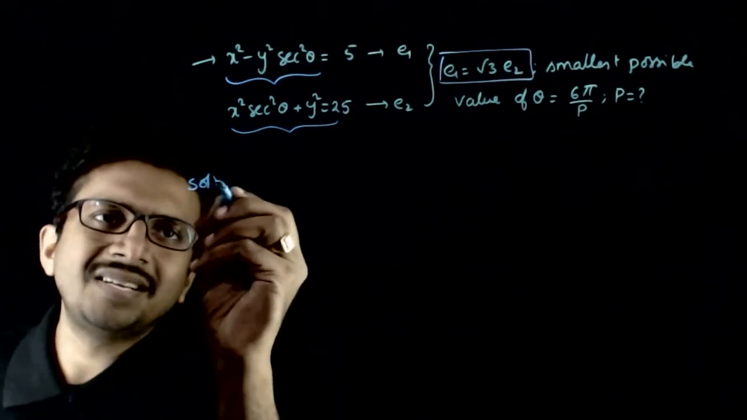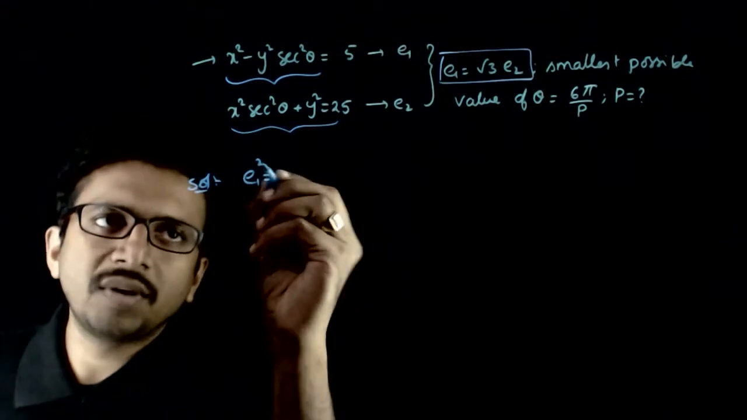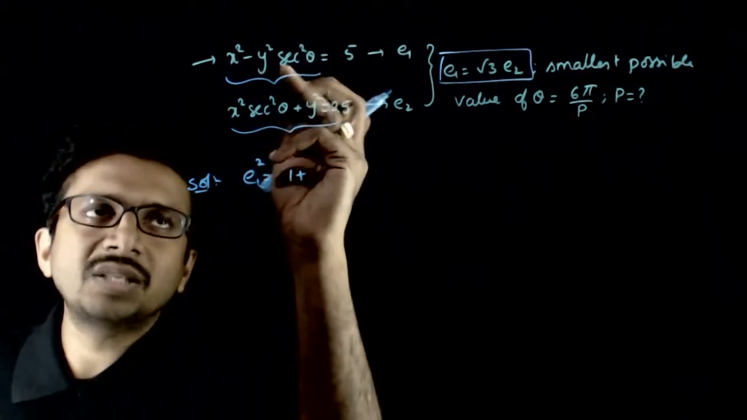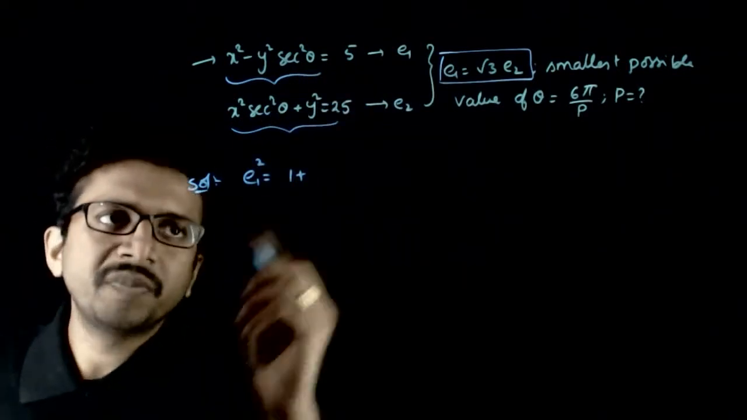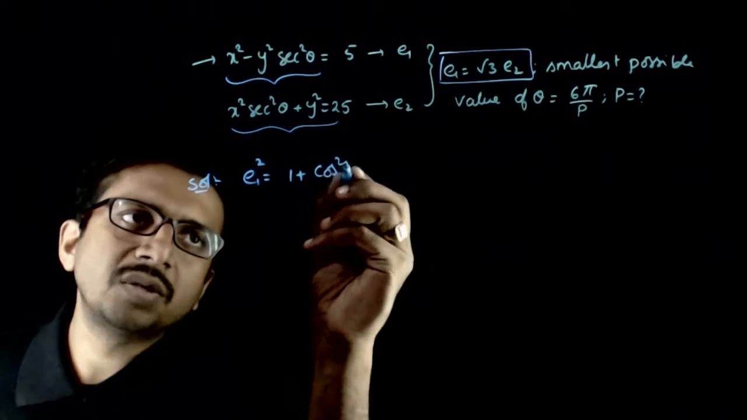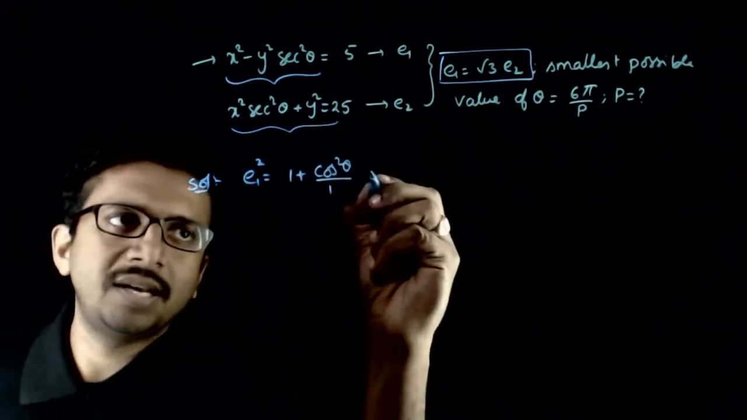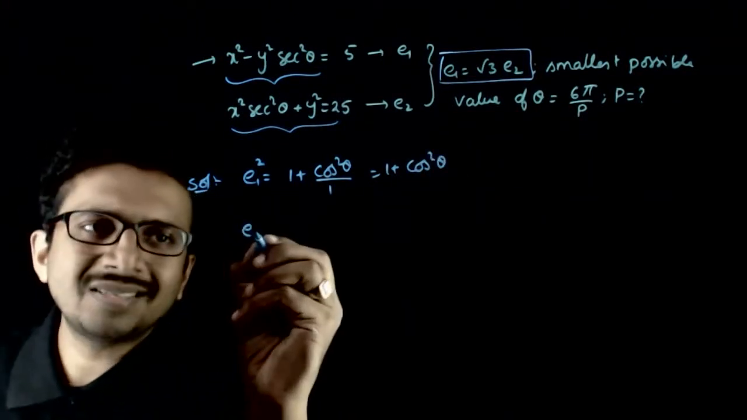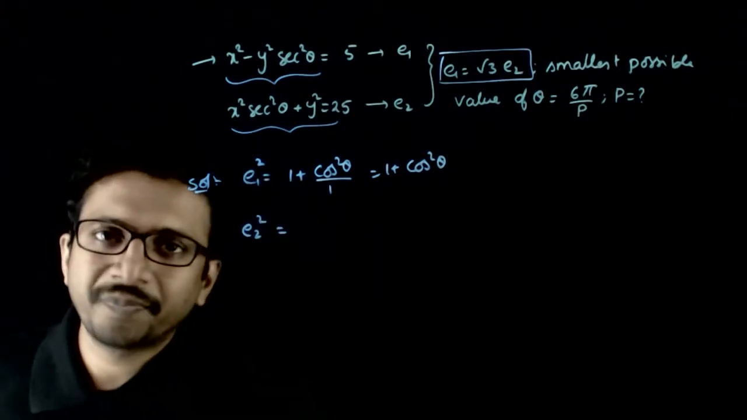Now let us try to write the mathematical equation corresponding to this information. What is the eccentricity of the hyperbola? Eccentricity squared is equal to 1 + b²/a². For y² sec²θ, if sec²θ comes down, it becomes cos²θ. So 1 + cos²θ by the x² coefficient, which is 1, so that is equal to 1 + cos²θ.